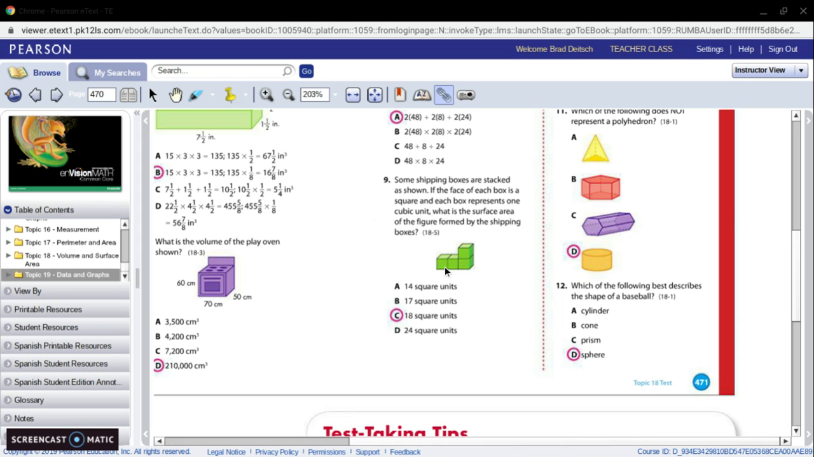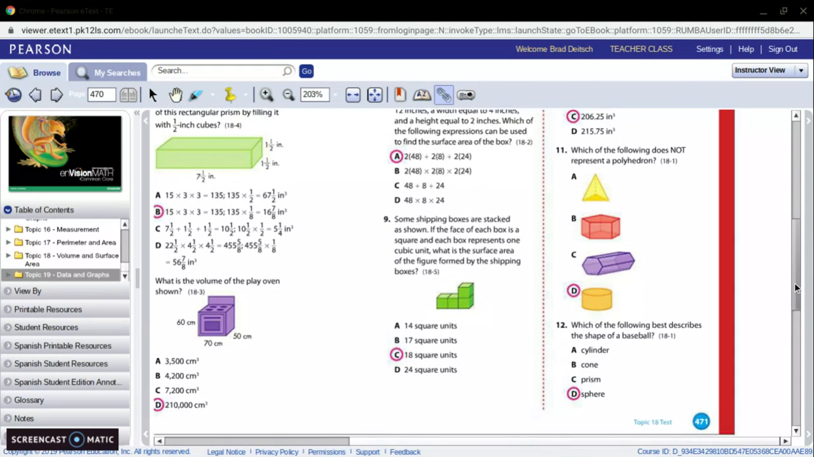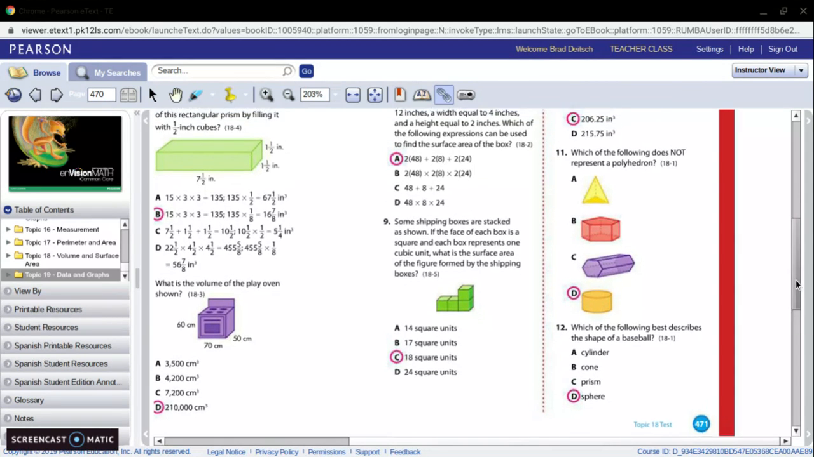So on the front part, there's 1, 2, 3, 4. So there's going to be 4 in the front. In the back, there's going to be 4 as well. On the top, there's 1, 2, 3. On the bottom, there's going to be 3. On the side, 1, 2. And on the other side, 1, 2. So if you add all those together, that's 18 square units. So again, that's not going to be on the test, so don't worry too much about that. But I thought that you guys could still be able to handle it.